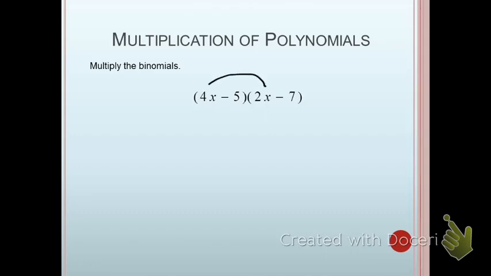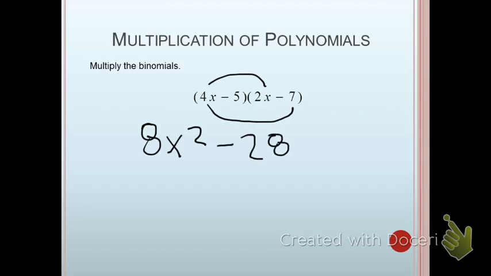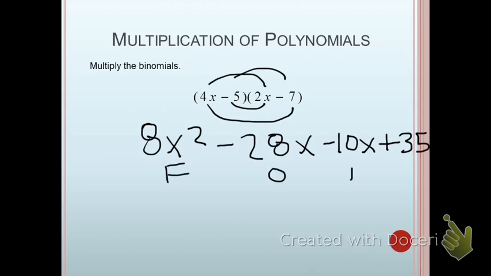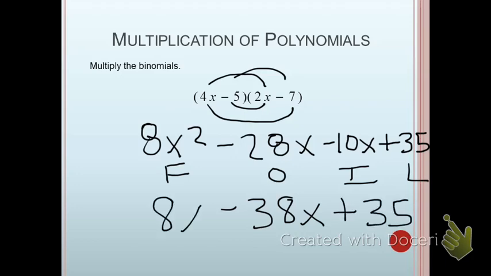Four x times 2x is 8x squared. Our outer, 4x times negative 7 is negative 28x. Our inner, negative 5 times 2x is negative 10x. And last, negative 5 times negative 7 is positive 35. First, outer, inner, last. Okay, our outer and our inner are like terms, so we'll combine those. Negative 28x and negative 10x is negative 38x. We'll drop down the positive 35, and we'll drop down the 8x squared.